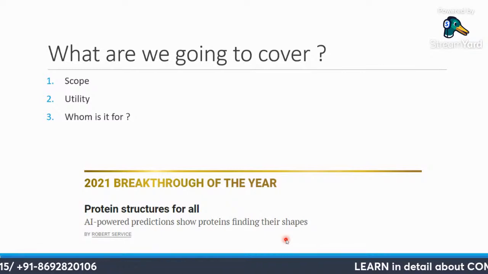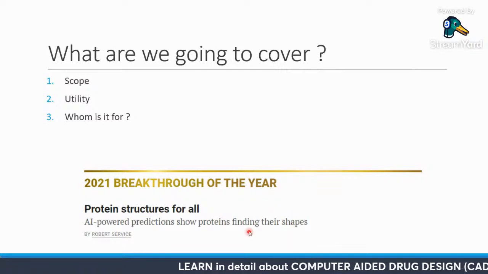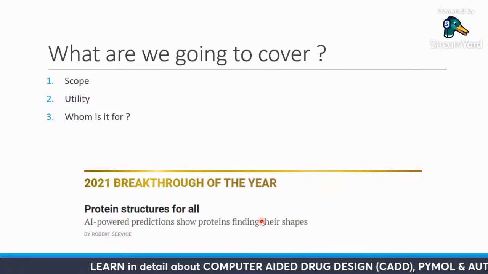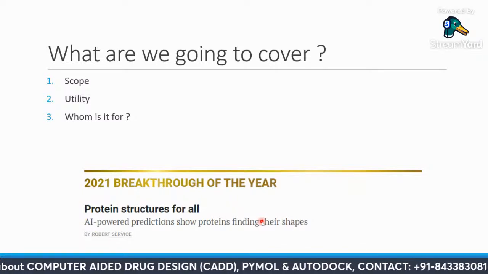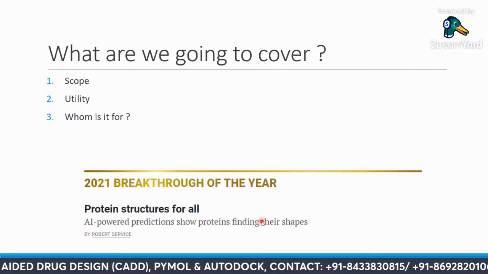So to understand 3D structure of proteins, we basically need the crystallographic structure. Okay, what exactly, you might ask, is crystallographic structure? Well, crystallographic structure is basically, it's a technique. You might have heard about x-rays, right?